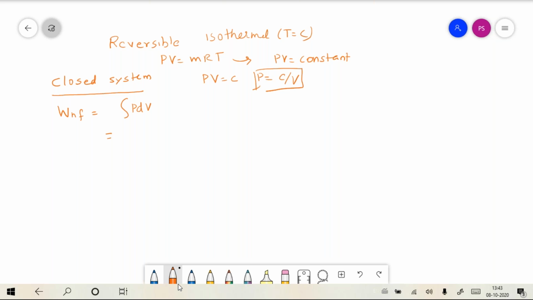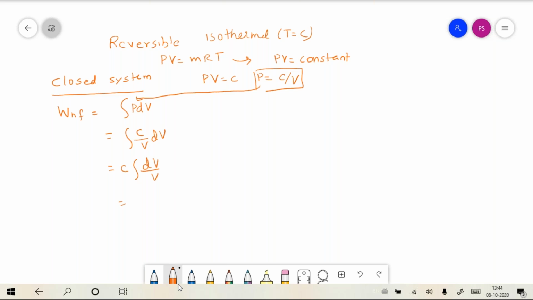So this is solved again. It would be C log to the base e of V, integrating from 1 to 2. So this is C log to the base e of V2 by V1, and C is nothing but P1 V1, so P1 V1 log to the base e of V2 by V1. Such kinds of derivations you must do.